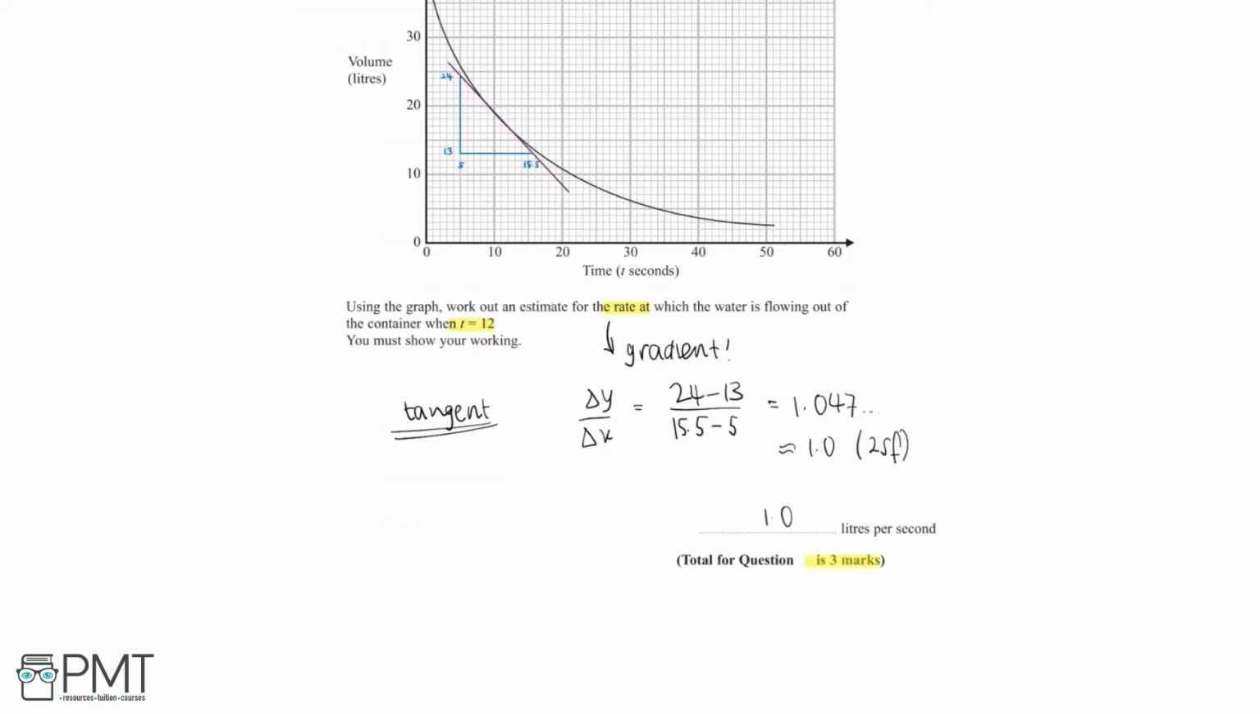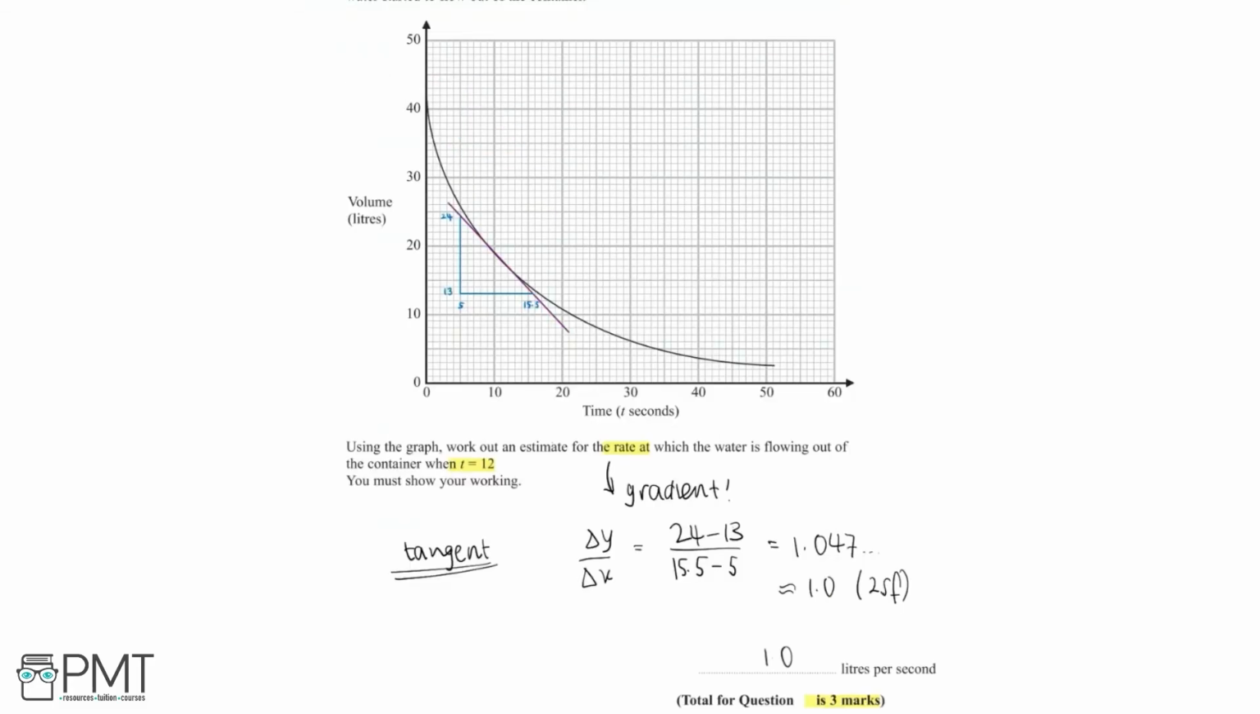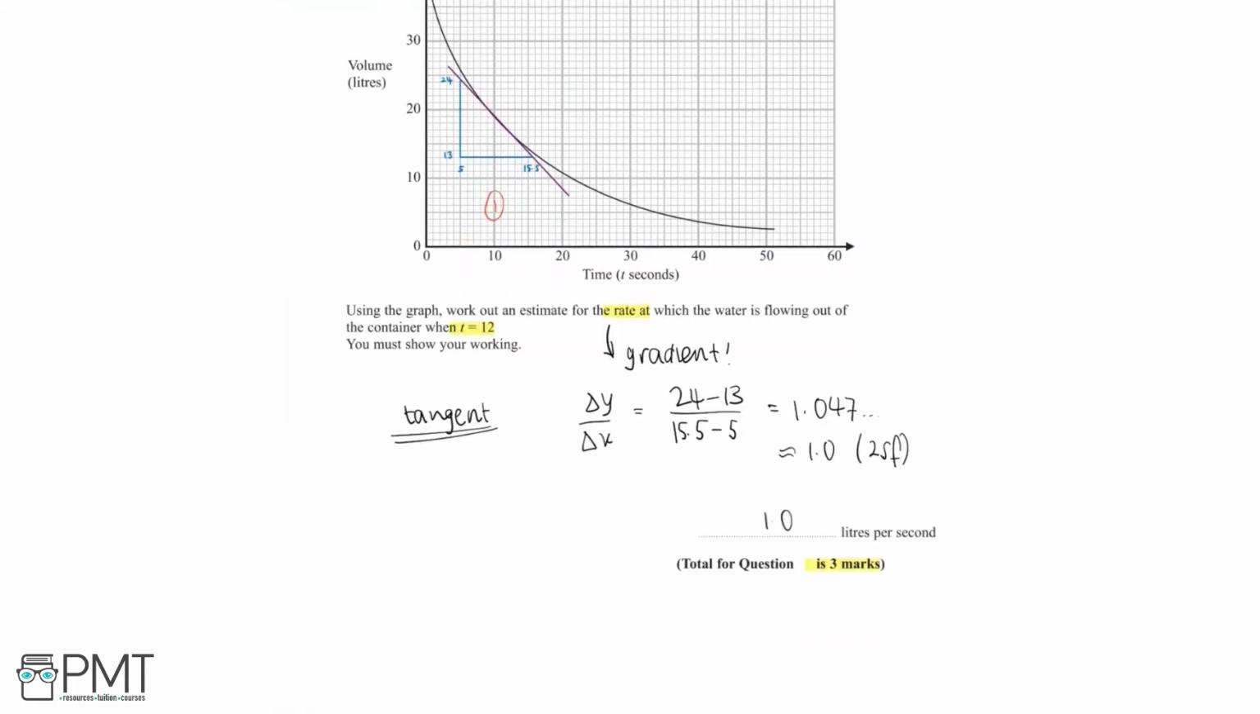Now this question is worth 3 marks. We get the first mark for drawing a tangent at t is equal to 12. We get the second mark for our process to find the gradient of this tangent by doing the change in y divided by the change in x. And we get the third and final mark for the correct answer that the rate at which water is flowing out of the container when t is equal to 12 is approximately 1.0 litres per second, allowing us to get the full 3 marks needed in this question.